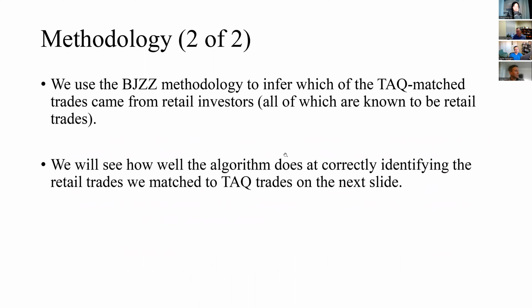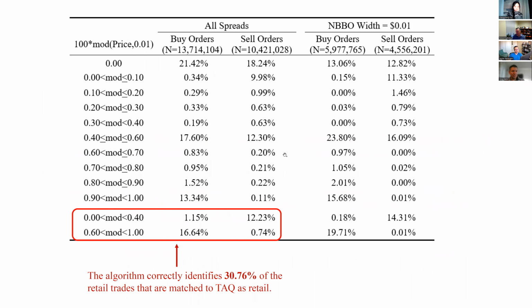Okay. All right, so back here, the algorithm correctly identifies about 31% of the retail trades. And this is roughly what Schwartz et al. find with their 100 share orders. You can see the algorithm does a bit better for trades executed in penny spread markets, 19 plus 14.